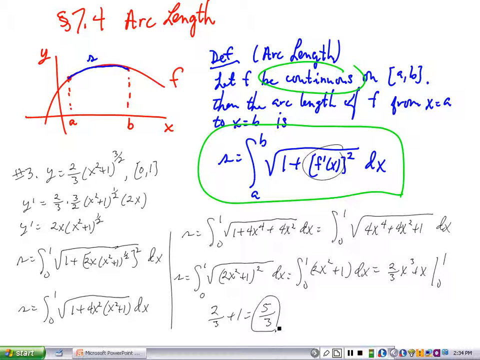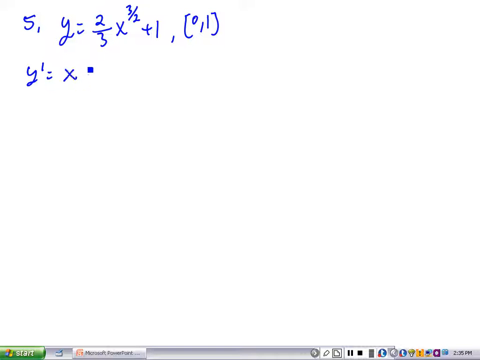Consider number 5. So we have y equal to 2/3 x to the 3/2 plus 1, and the interval is going from 0 to 1 for that one as well. So we need its derivative. So 2/3 times 3/2 cancels out. We just have left x to the 3/2 minus 1. That's x to the 1/2 power.